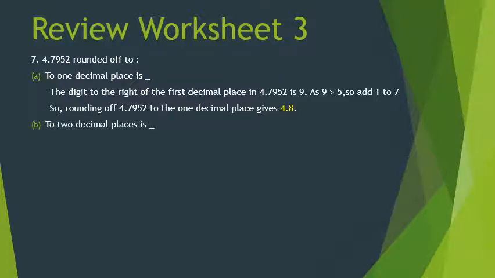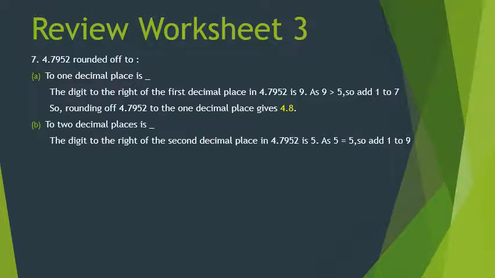Now let's come to the B part. 4.9752 rounded off to 2 decimal places is, let us see, the digit to the right of the second decimal place in 4.9752 is 5, and as 5 is equal to 5, so we will add 1 to 9 and then, rounding off 4.9752 to 2 decimal places gives 4.80 or 4.8.